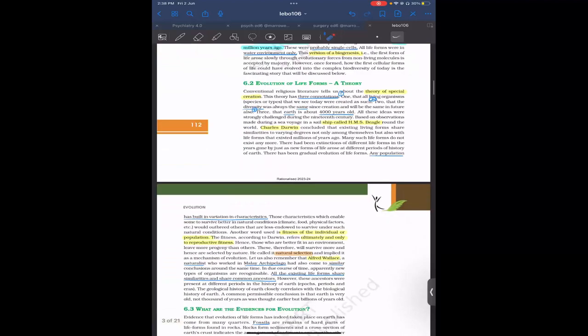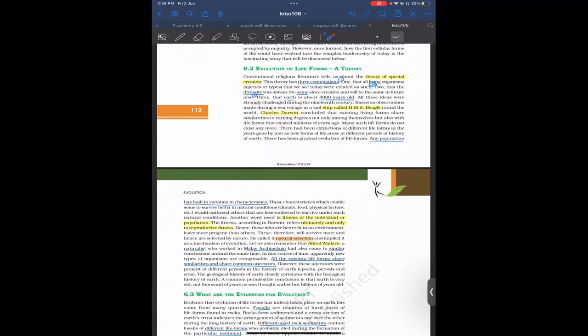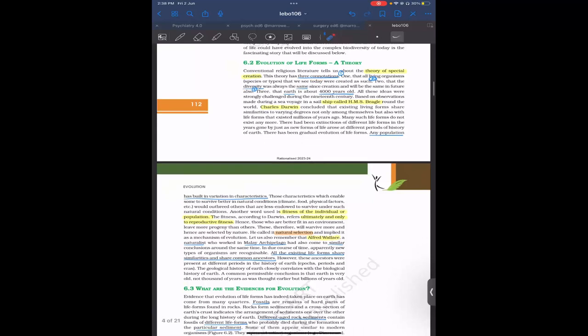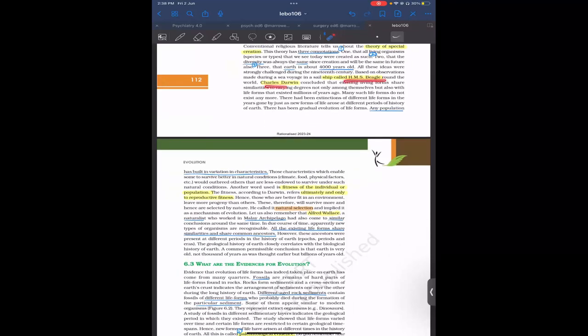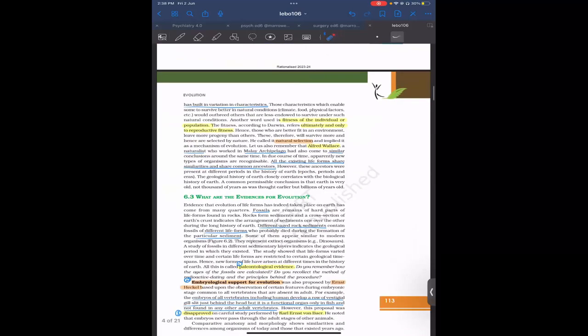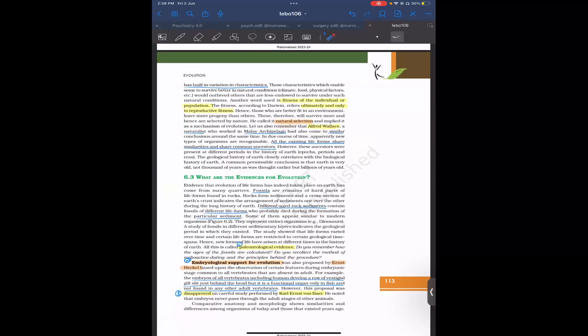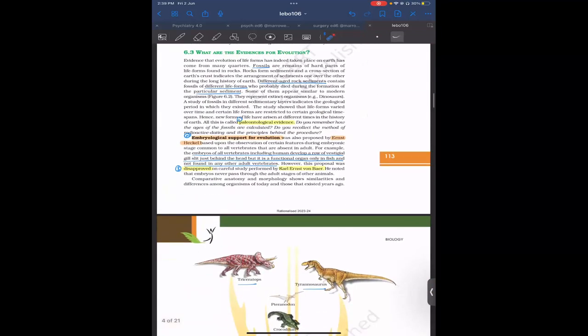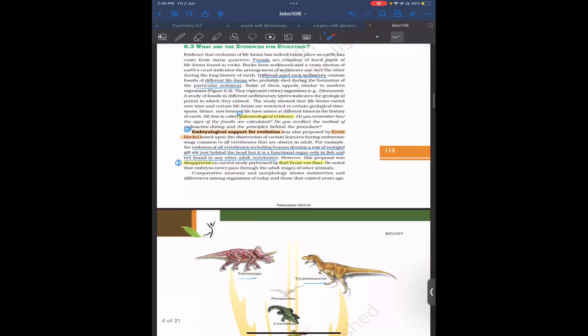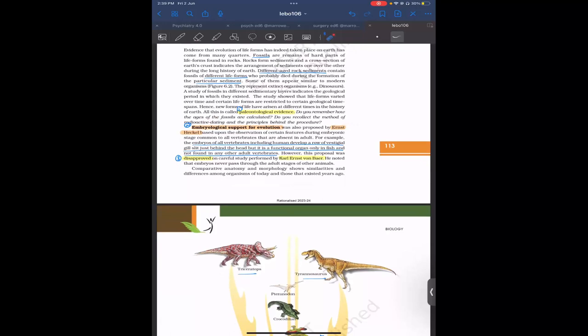Now comes the theory of special creation. It is discarded nowadays. It has three connotations. Then came Charles Darwin, his ship HMS Beagle. He told about the theory of natural selection. Alfred Wallace also gave a similar theory around his time. Then the evidences for evolution. There are paleontological evidences and embryological evidences. It was given by Haeckel, but now it is discarded and was disproved by Karl Ernst von Baer.